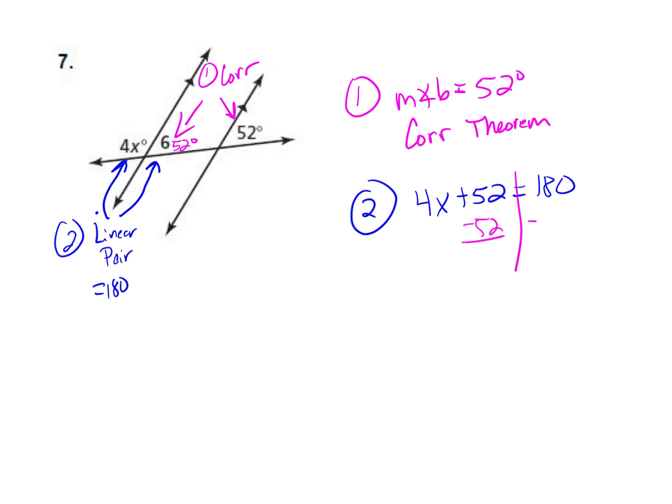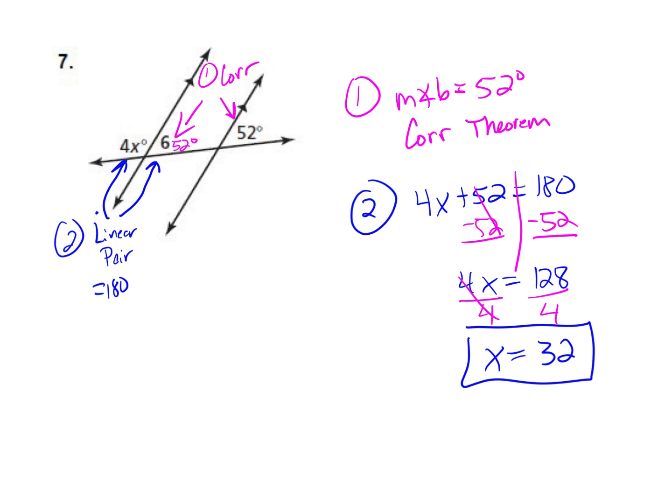Subtract 52. 4x is equal to, what's 180 minus 52? 128. And then divide by 4. And what does x equal? How many times does 4 go into 12? 3. Then how many times does 4 go into 8? 2. 32. That's our answer.